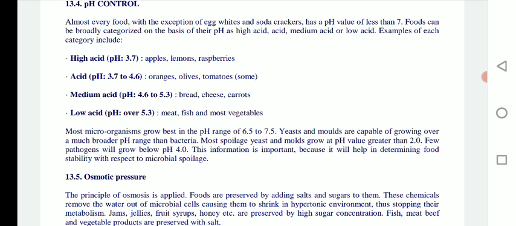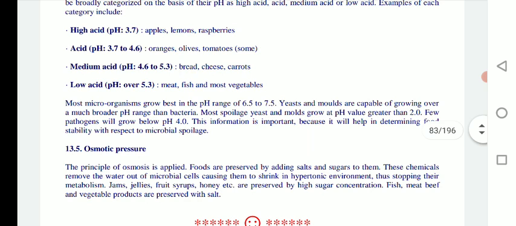and highly acidic foods include apples, lemons and raspberries. Then acidic foods have a pH range of 3.7 to 4.6, and include oranges, olives, tomatoes, etc. Then medium acid foods include bread, cheese as well as carrots, with a pH range of 4.6 to 5.3. Then low acid foods have pH over 5.3, and include meat, fish and most vegetables.